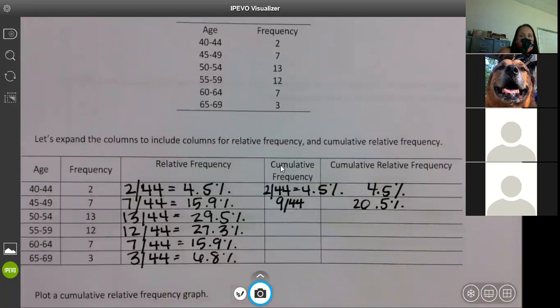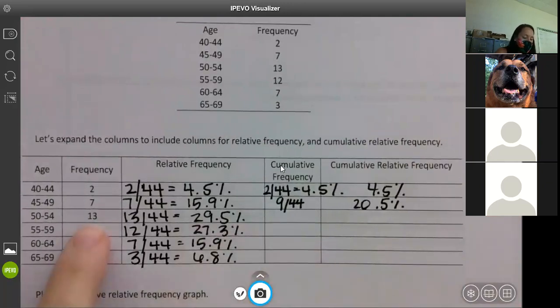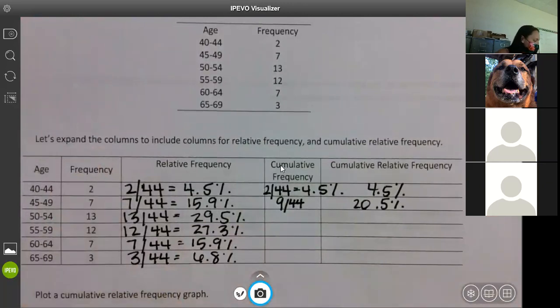Cumulative is it and everything under it, percent? Yes. So then for the next row, it'll be that row and everything below it. So 13, 7, and 2. 22.